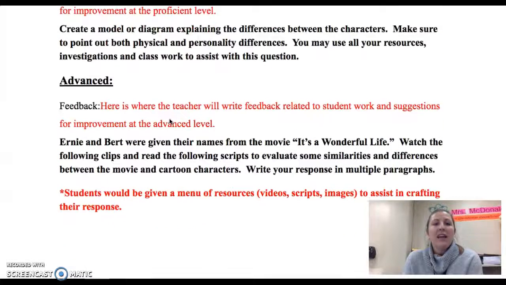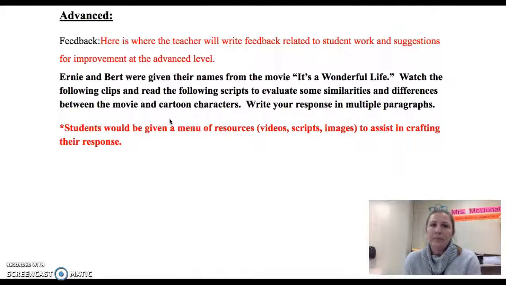Then in the advanced category, the advanced question says, Ernie and Bert were given their names from the movie It's a Wonderful Life. Watch the following clips and read the following scripts to evaluate some similarities and differences between the movie and cartoon characters. Write your response in multiple paragraphs. Now, multiple paragraphs might be a stretch at this point in the year for sixth graders, but I am asking for a really thorough response. And I would kind of coach them in how to do that. And this would be a skill that we worked on in class.